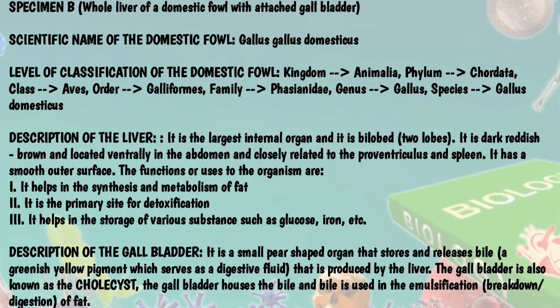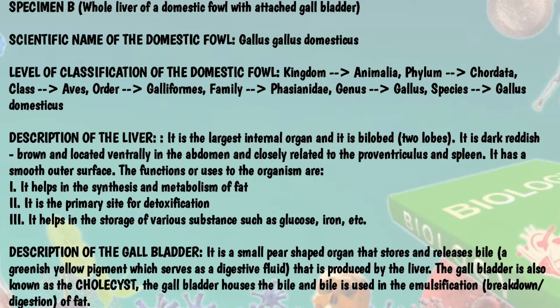There are various functions of the liver which you could be asked in the exam. They basically help to synthesize and metabolize fat. It helps in detoxification. By detoxification, we mean the removal of toxic substances from the body, and it helps in the storage of various substances such as excess glucose or iron. Then remember, the specimen has a gallbladder attached to it, so they can ask you the description of the gallbladder and also its uses.